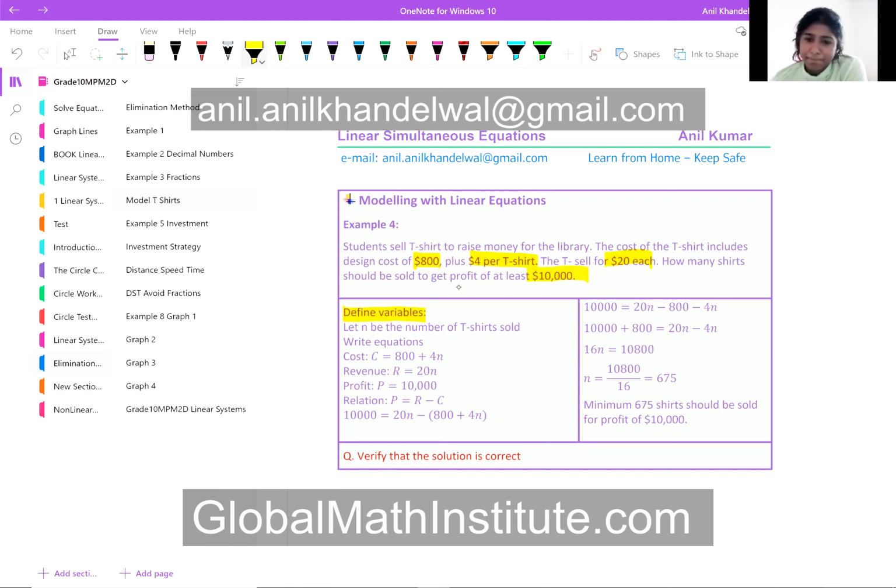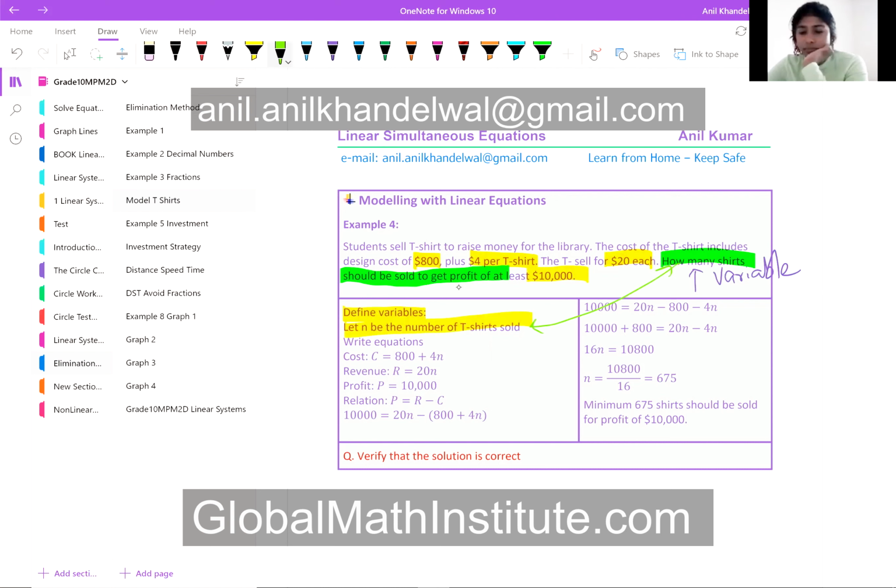Yeah, that's right. So the key here is when you read a question, it says how many t-shirts should be sold to get the profit of at least this. So when we say how many t-shirts, that gives us the variable. In our case, I took n. You could take x or any letter you want. That's perfectly fine. So first thing is to define. We'll say let n be the number of t-shirts sold. So that is the connection, so you know clearly that the value of n is your answer.